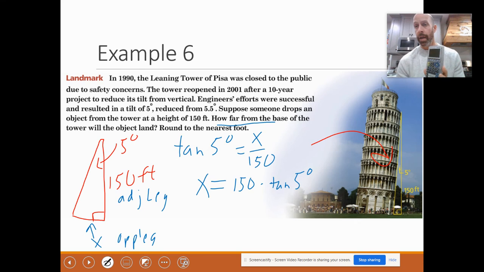Now guys, there's a lot of videos that will show you how to use your calculator. All you have to do is go search on YouTube for your calculator and type how do you do tangent or trig or whatever, and it'll show you how to do it.